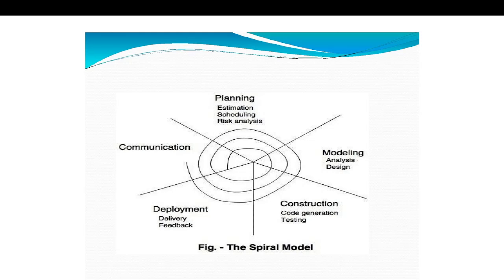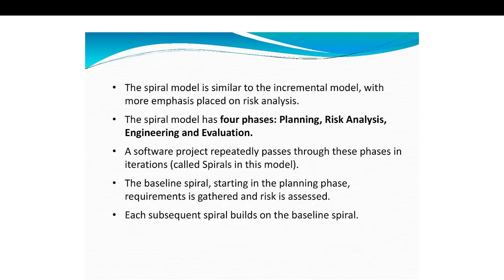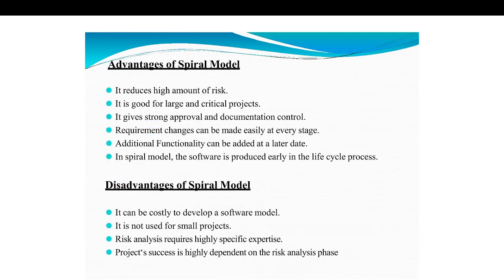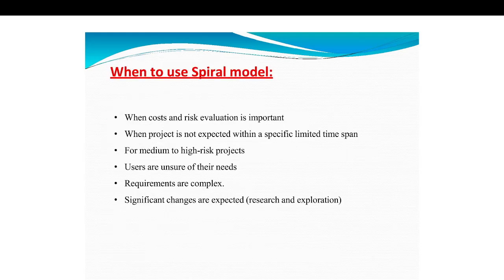First we complete the basic activities in the first increment. After that, you can add some new features in the next increment. The phases are planning, risk analysis, engineering, and evaluation. Advantages of the spiral model: it is used to reduce a high amount of risk, it is good for large and critical projects, and it gives strong approval and documentation control. We use the spiral model when cost and risk evaluation is important.